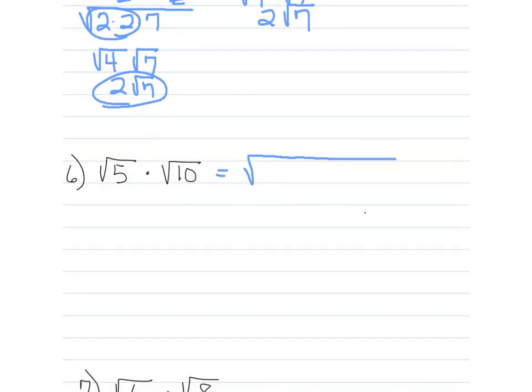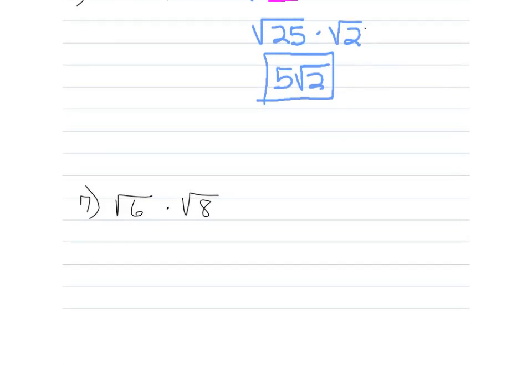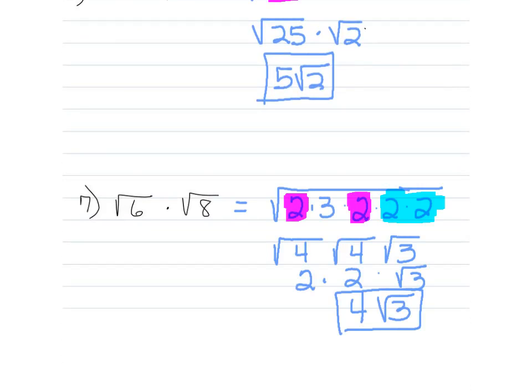Here we go. Radical 5 can come on over as radical 5, and then 10 can be written as 5 times 2. Well, there is my perfect square, so let's go ahead and simplify that. Radical 25 times radical 2, and radical 25 we know is 5 radical 2. Number 7 on your own. Okay, and for number 7, the answer is 4 radical 3.